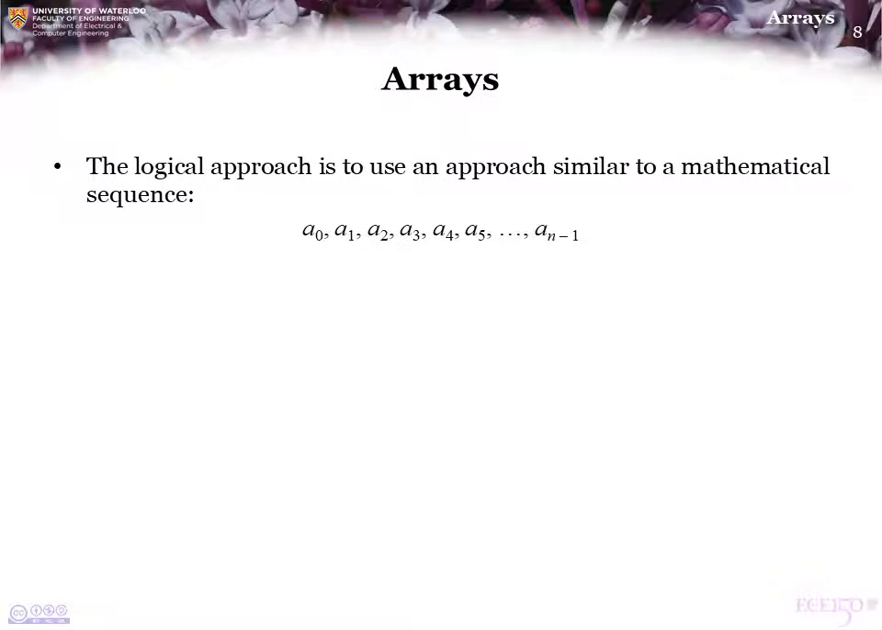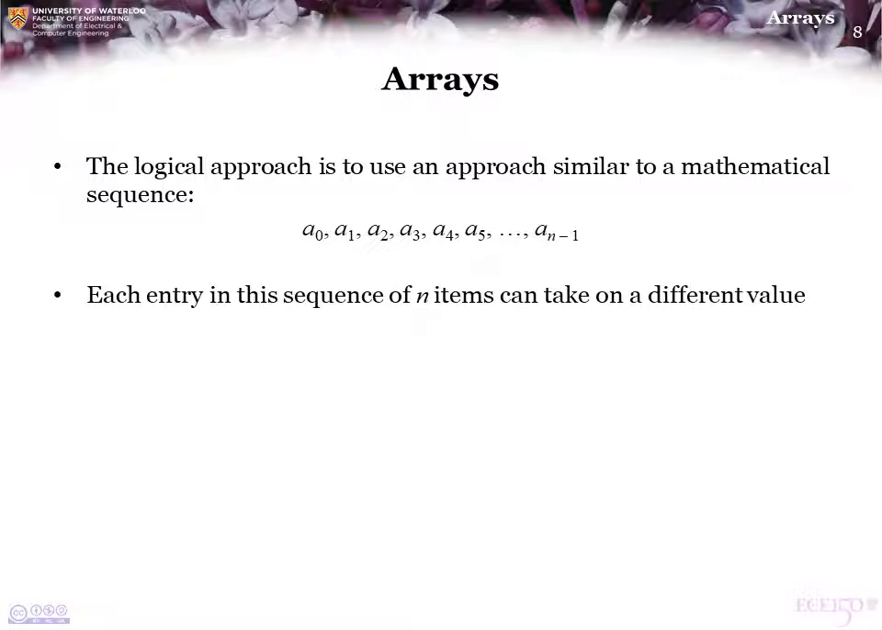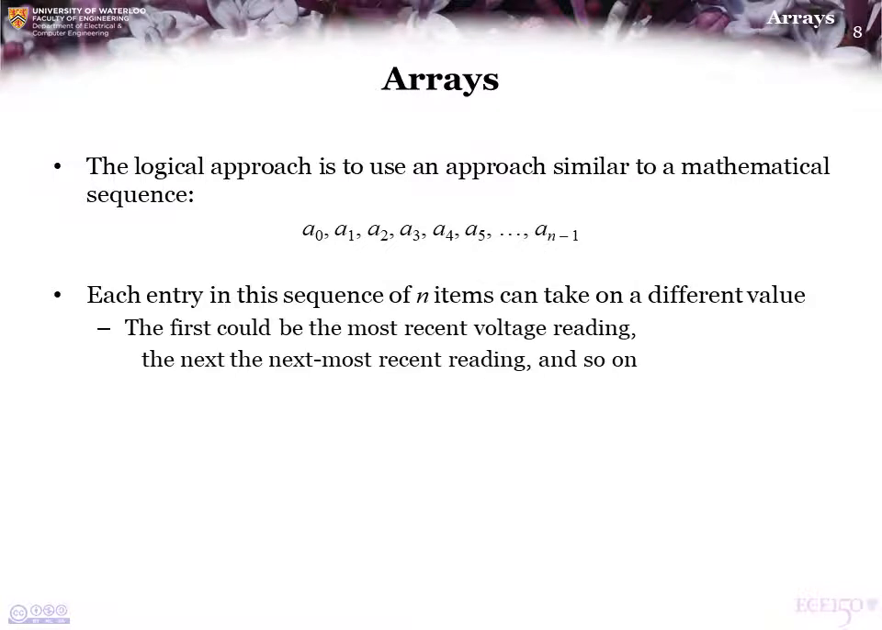Now, the logical approach would be to do something that you've already seen in your mathematical and calculus courses. That is the idea of a mathematical sequence. A sequence is just a sequence of values which may be the same or different, but they represent something. Each entry in this sequence of n items, labeled from 0 to n-1, could take on a different value. For example, the first may be the most recent voltage reading from some sensor that your processor is connected to. The next is the next most recent reading, and so on.